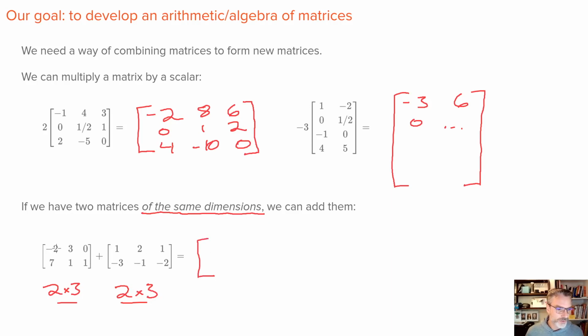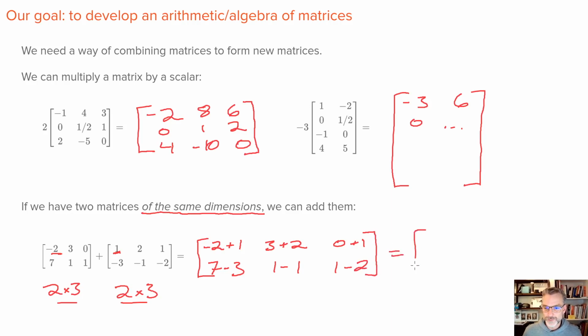And this is done in a very simple way, just like the scalar multiplication. I just add the corresponding entries. So I have -2 plus 1, 3 plus 2, 0 plus 1, 7 plus minus 3, 1 plus minus 1, and then 1 plus minus 2. Like this. Okay? And you can work that out. So these first operations are pretty straightforward. There we go. Pretty simple to do.